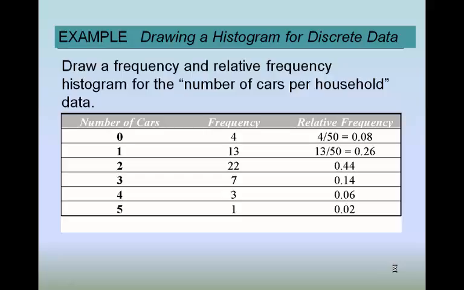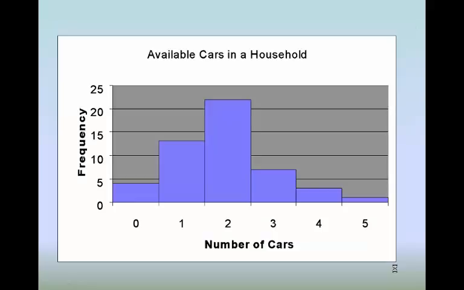Draw a frequency and relative frequency histogram for the number of cars per household data. Here's our table with the frequency and the relative frequency. And this is what a frequency histogram would look like. Notice on the bottom we have the number of cars, and then above each number we have the frequency. So the households that had 0 cars are represented in the first bar, the households that had 1 car in the second bar, and so forth.